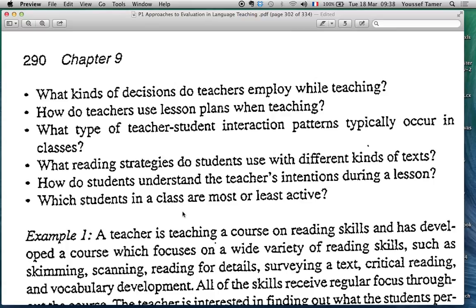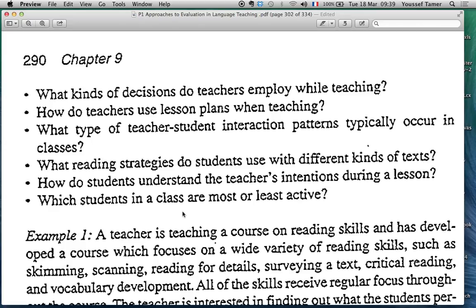How do teachers use lesson plans when teaching? The way you implement lesson plans can be different. It's different, in fact, in yourself, without moving from one teacher to another. Just yourself, from one class to another, implementation of a lesson plan can be different. So it's worth seeing and describing that.